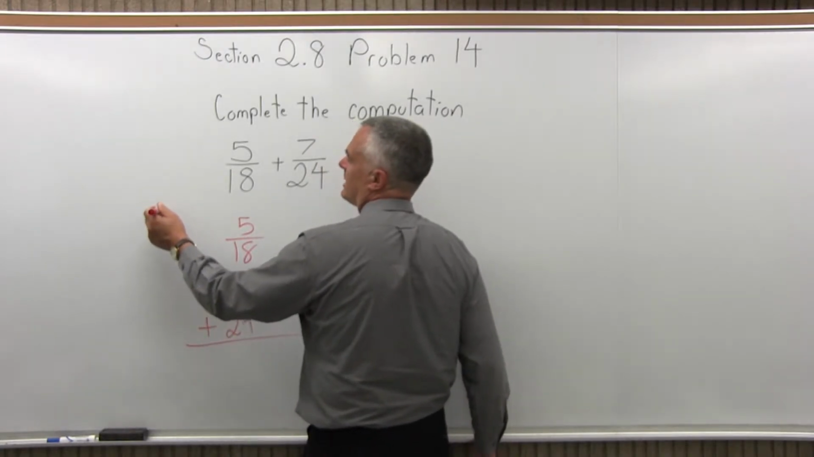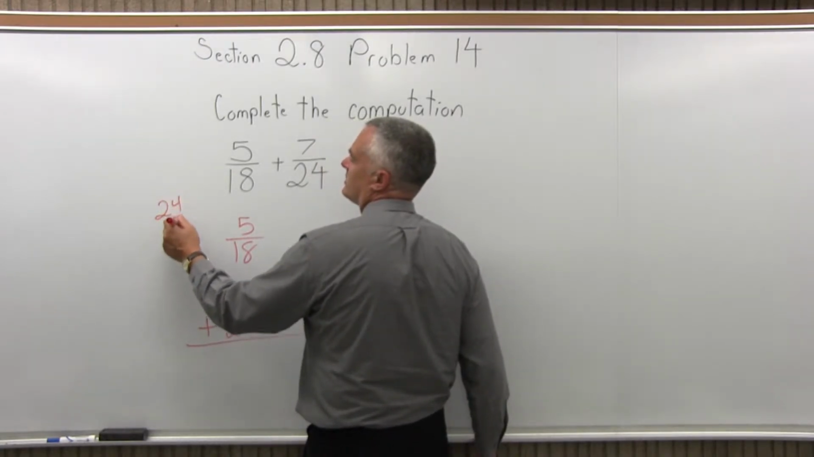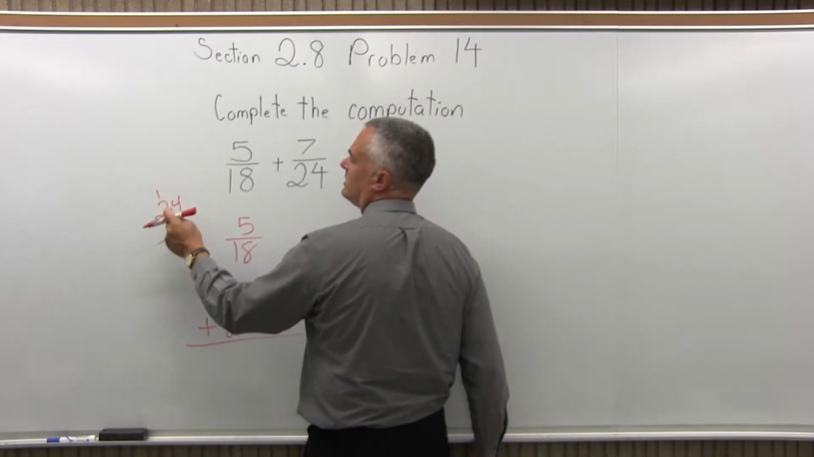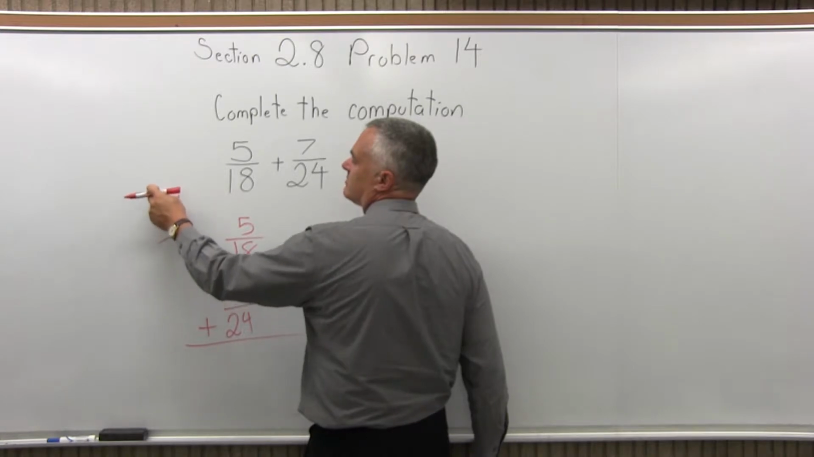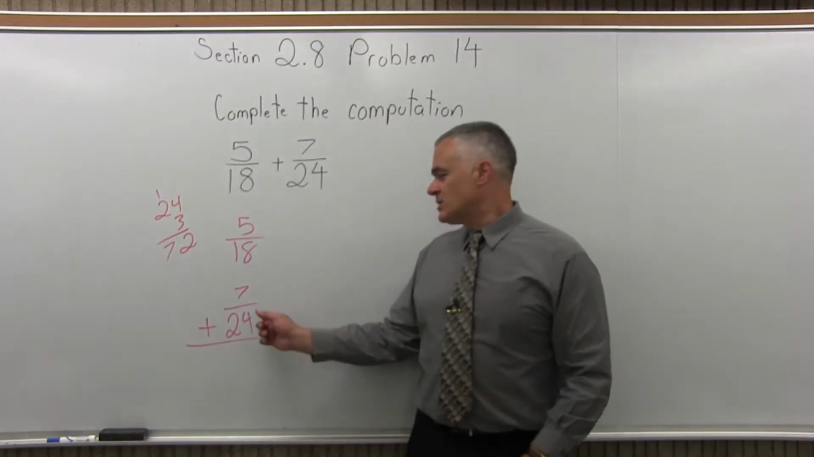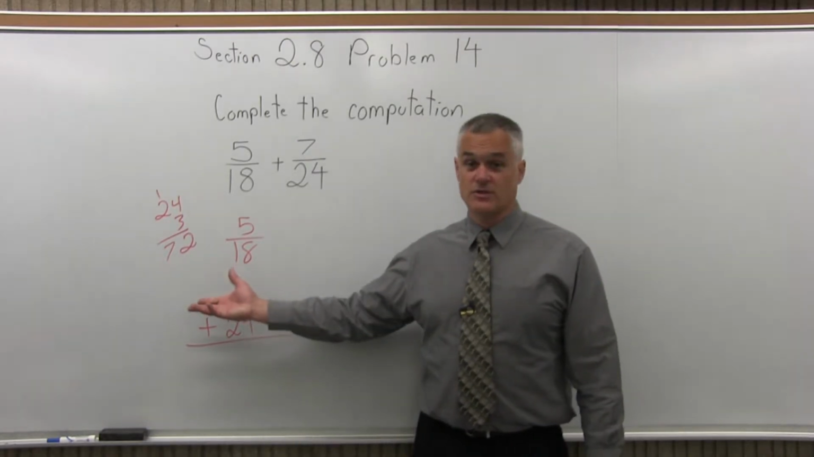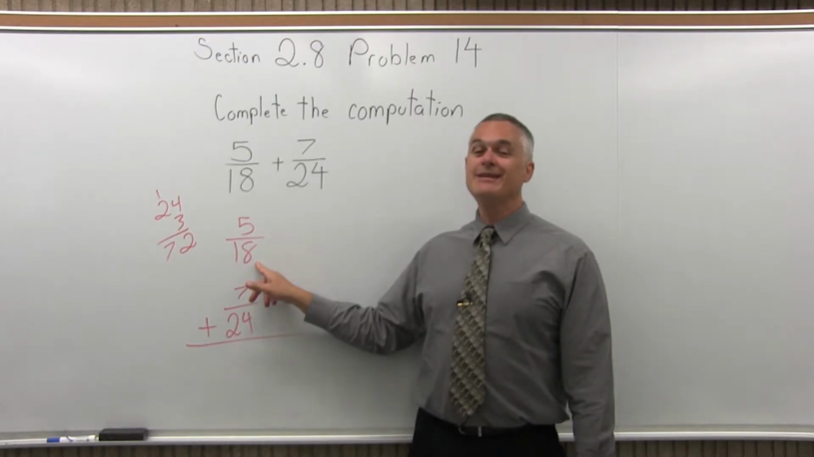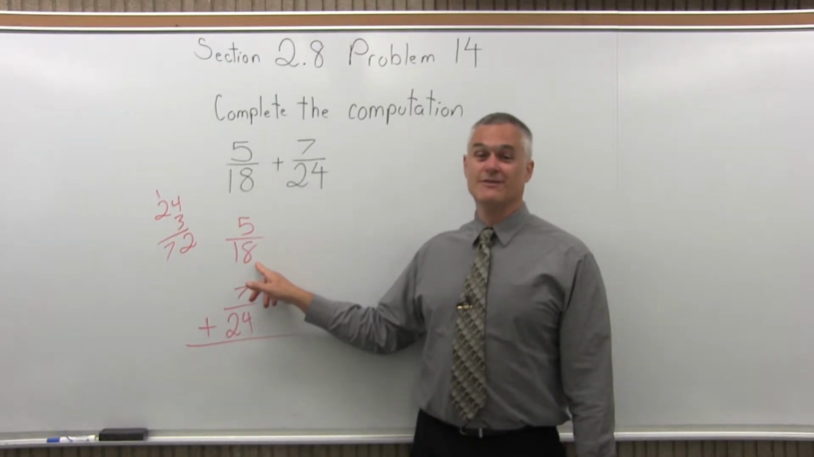Let's say you don't remember that. Triple it, so I'll go 24 times 3. 3 times 4 is 12. Write the 2, carry the 1. 3 times 2 is 6. 6 plus the 1 more that you carried is 7. This is 72. So I know for sure that 24 is going to go into 72 evenly. It's going to go in 3 times. The question is, will 18 go into 72 evenly?